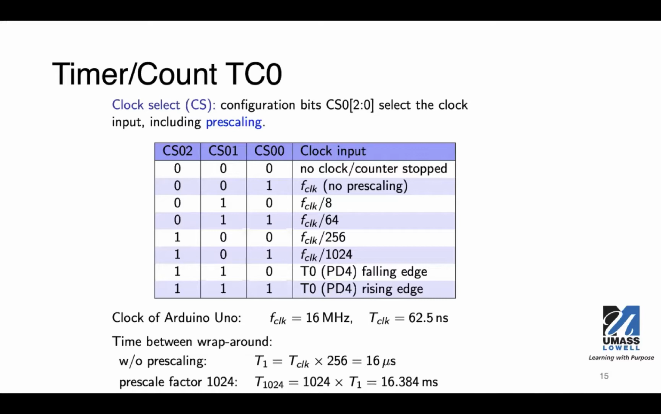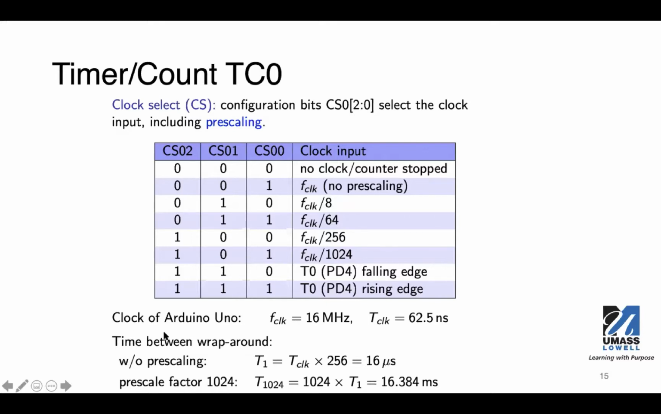Next thing is the clock select. For this particular chip, you can use these 3 bits to select the clock input, to use no input or do some kind of scaling. This is called pre-scaling. Pre-scaling is where we can scale down the clock. By scaling down, we mean we divide the frequency by a number, by 8, by 64, by 256, by 1024. If we do that, we essentially can count for a longer duration.